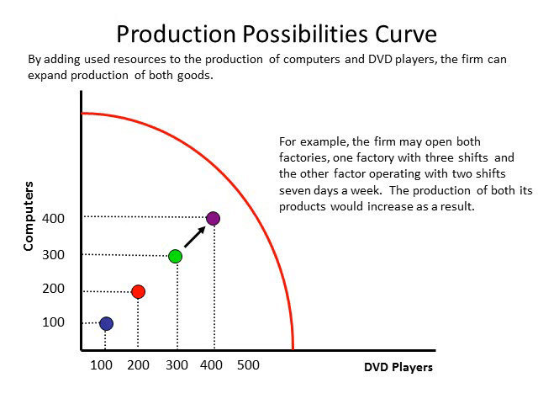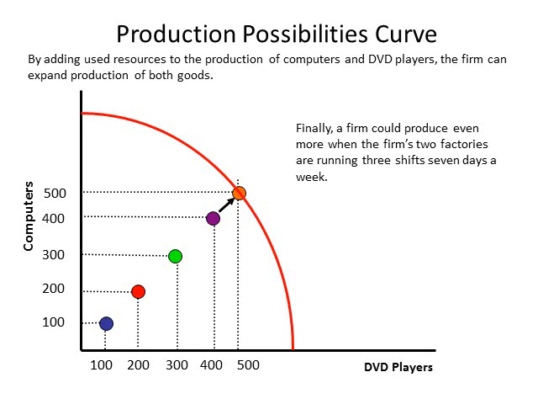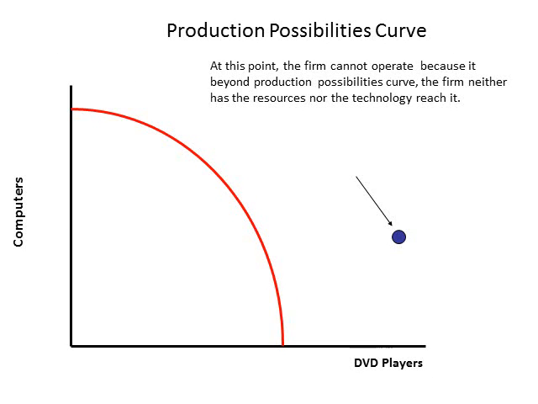If the firm opened both factories, with one factory running 3 shifts and the other factory operating 2 shifts 7 days a week, the production would increase even more. Once again, by increasing the number of shifts, more computers and more DVD players would be produced. Finally, a firm could produce even more if the 2 factories were running 3 shifts 7 days a week. Notice in this case, it returns the firm to its production possibilities curve.